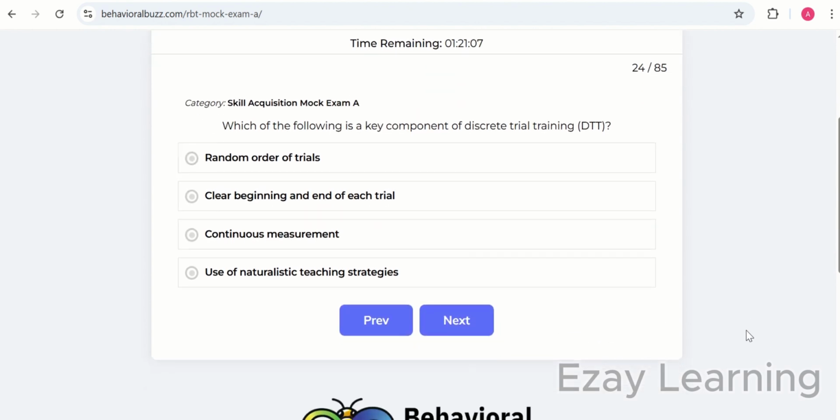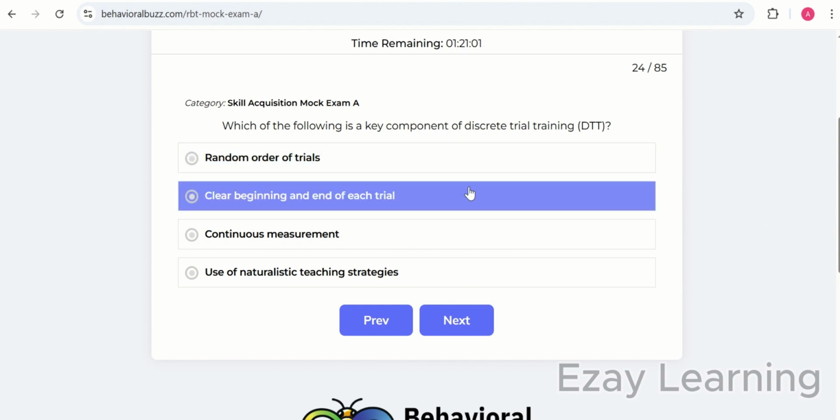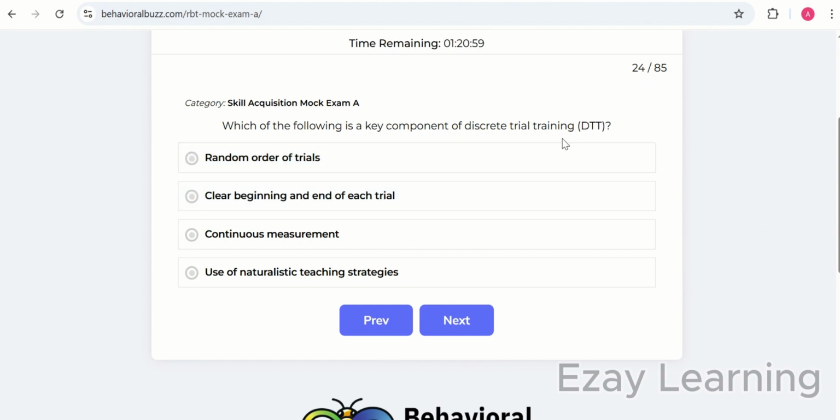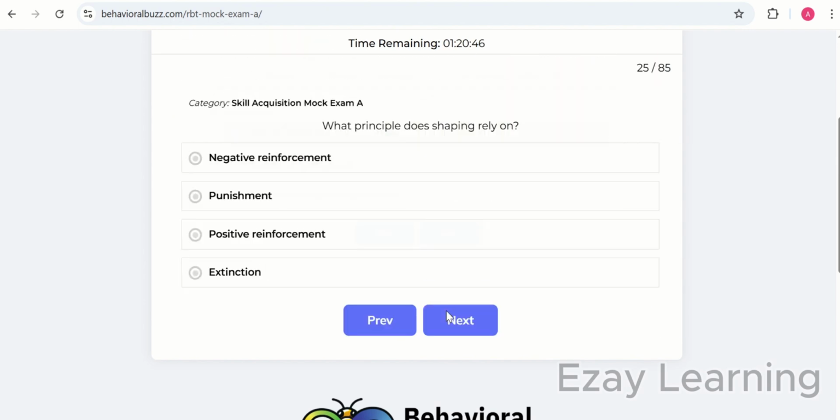Which of the following is a key component of discrete trial training? Okay, so a clear beginning and an end of each trial, because DTT, discrete trial training, involves multiple trials. So there should be a clear start and clear end of each trial, so you could identify or differentiate the trials.